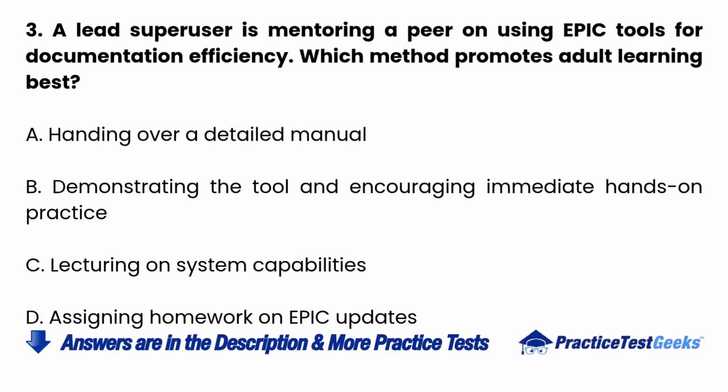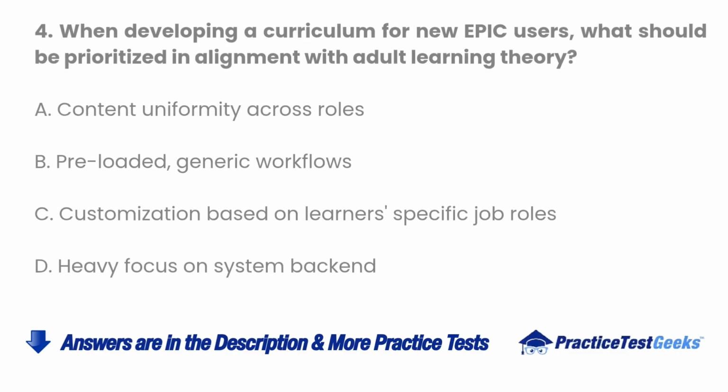3. A lead superuser is mentoring a peer on using Epic tools for documentation efficiency. Which method promotes adult learning best? A. Handing over a detailed manual. B. Demonstrating the tool and encouraging immediate hands-on practice. C. Lecturing on system capabilities. D. Assigning homework on Epic updates.